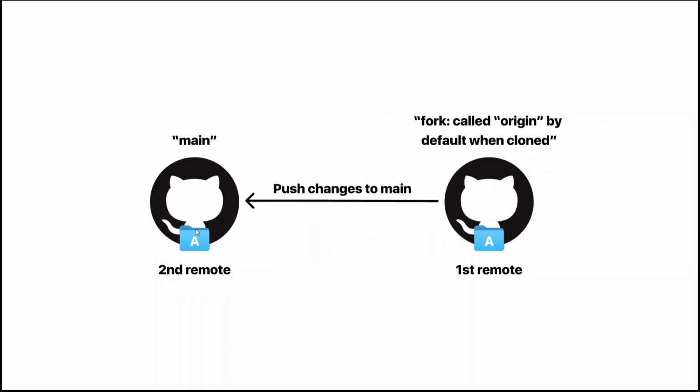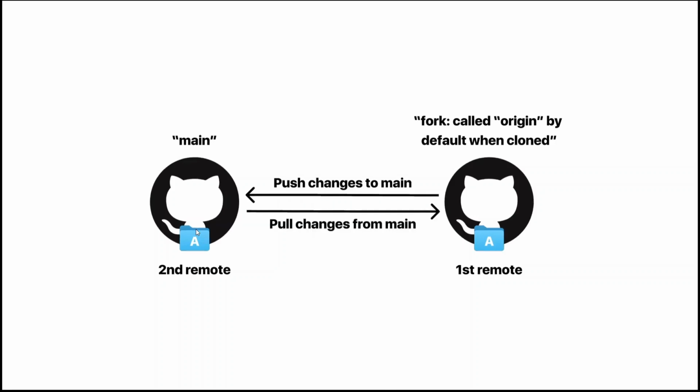The main remote will be used as a single source of truth to fetch new changes from other engineers in your fork. Even though it's complicated at first, once you work with forks and remotes, it will start to make a lot more sense. In fact, in the next video, we'll see this in action.